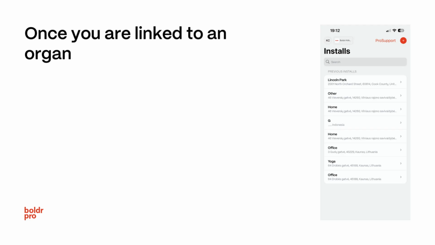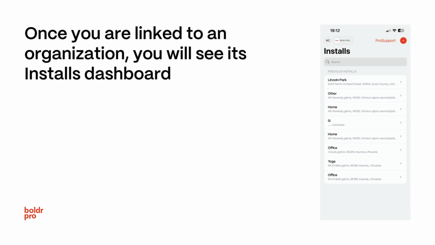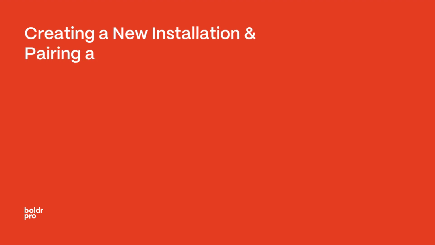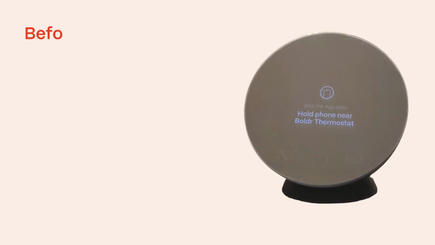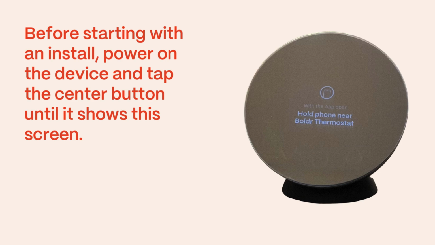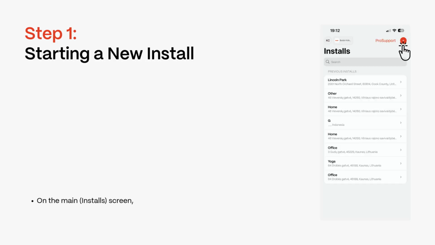Once you are linked to an organization, you will see its installs dashboard, where you can conveniently view previous installs or start a new one. Creating a new installation and pairing a Boldr controller. Before starting with an install, power on the device and tap the center button until it shows this screen. Step 1. Starting a new install. On the main screen, tap the red circle with a white plus sign in it.